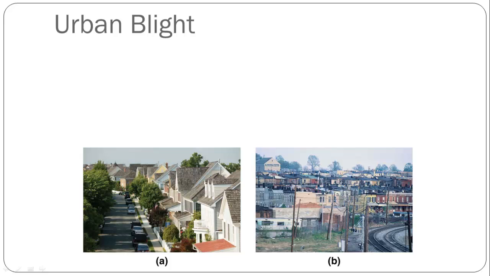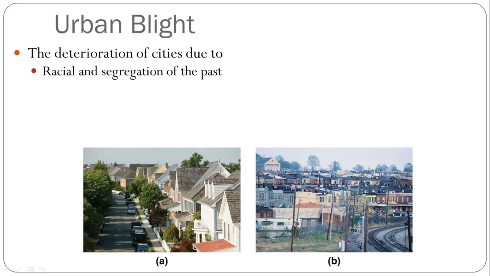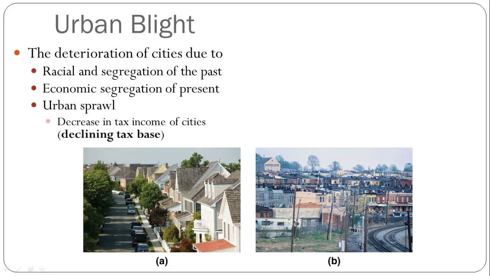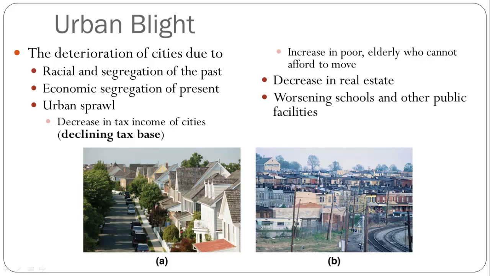So urban blight is caused by a side effect of this urban sprawl, or people moving out of the city, and what happens is the cities deteriorate. First this was racial segregation, and it's still racially segregated in many areas, but currently it is also economically segregated. Poor people generally tend to stay in the cities because they can't afford homes out in the suburbs. This also caused a decrease in the tax income of the cities. So people with the jobs making money leave the city. Now the city can't have an income to even fix problems as they arise. So this causes an increase in poor, an increase in the elderly who can't move, a decrease in real estate, schools and other public facilities, a decrease in quality, and the people within there also cannot move because they don't have much purchasing power as well.